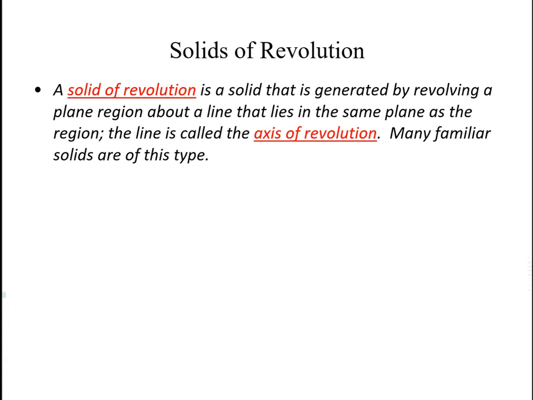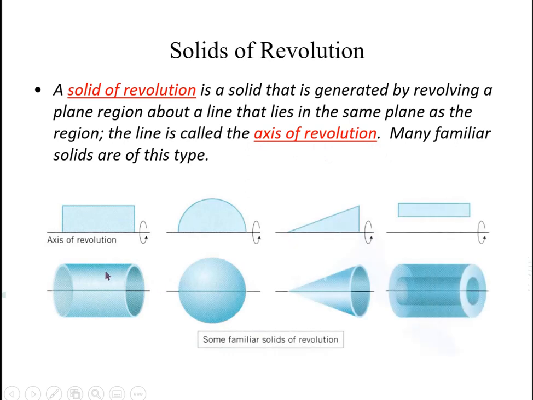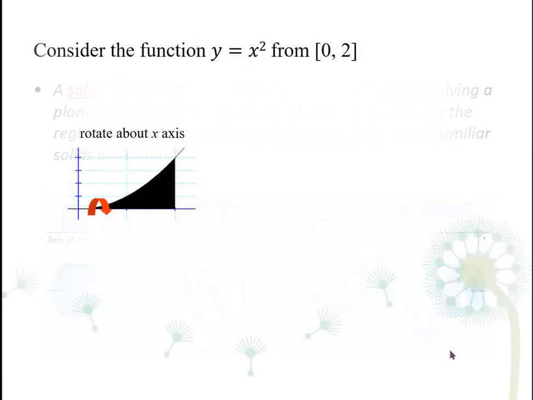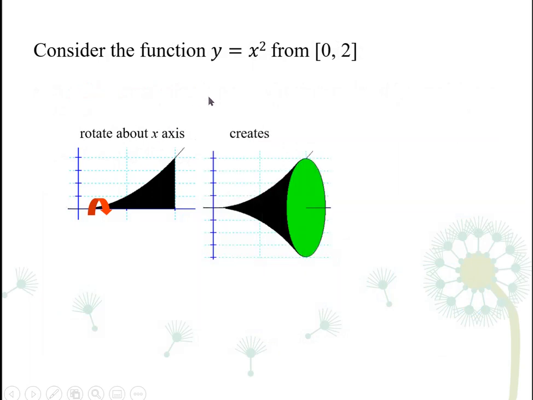So for a definition, a solid of revolution is generated by taking a plane region or a two-dimensional region and rotating it about a line that we would call the axis of revolution. Many familiar shapes are created this way. If you take a rectangle and rotate it around its axis of revolution, you get a cylinder. A semicircle will lead to a sphere. A triangle will lead to a cone. And if you have a rectangle that you rotate about another axis of revolution that doesn't touch the side of the rectangle, you're going to get a hollow cylinder, which we're going to talk about in the lesson on the washer method.